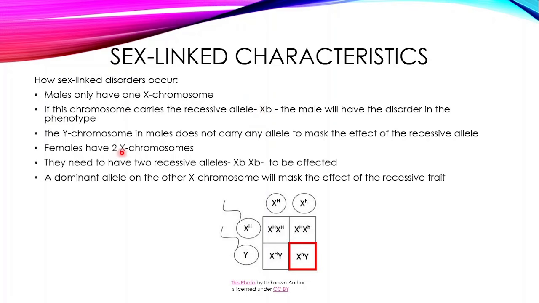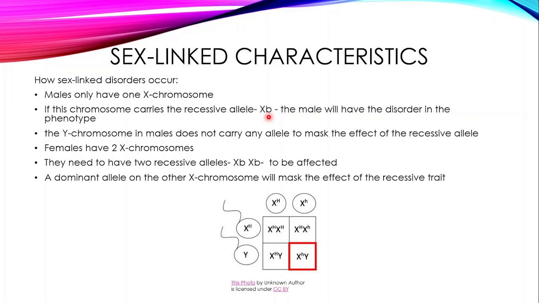So if a man has the disorder on his X chromosome, there's nothing to mask this disorder because in women, females have 2 X chromosomes. They need to have 2 recessive alleles to be affected. A dominant allele on the X chromosome will mask the effects of the recessive trait. So women have 2 X chromosomes. So if there's a recessive allele and this one is dominant, like here, this woman will not show the disorder because she has a normal dominant trait masking this disorder. So it will not show up in her phenotype. She will be a carrier for this, but it will not show up in her phenotype.